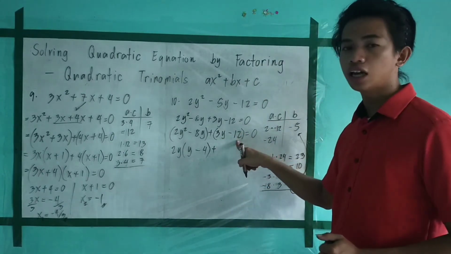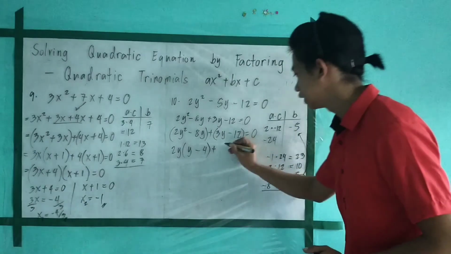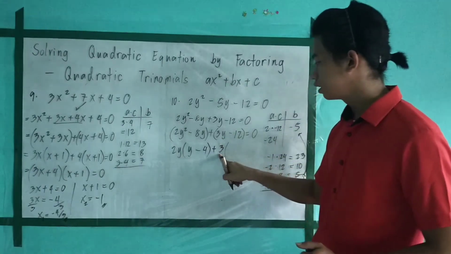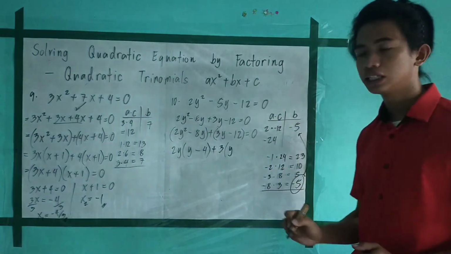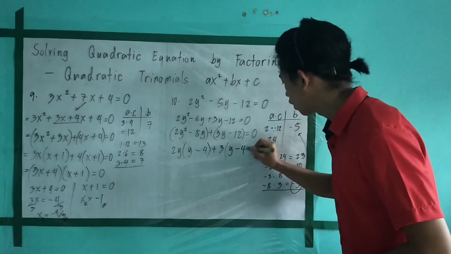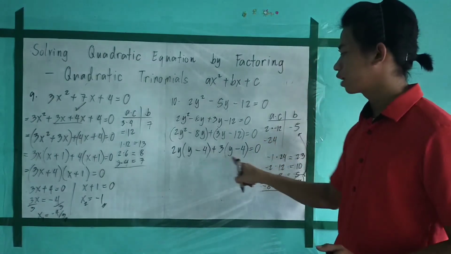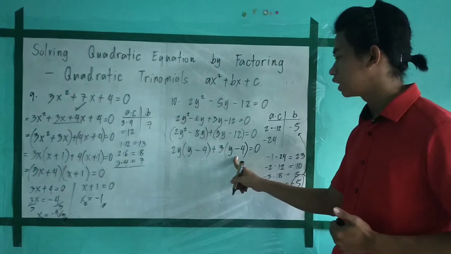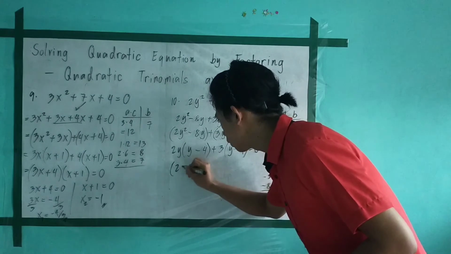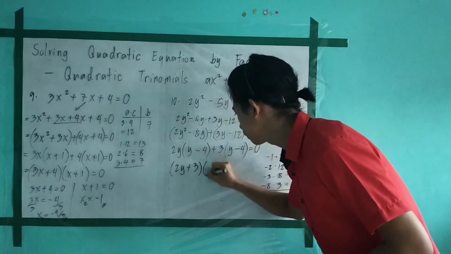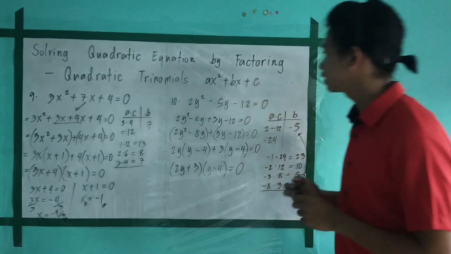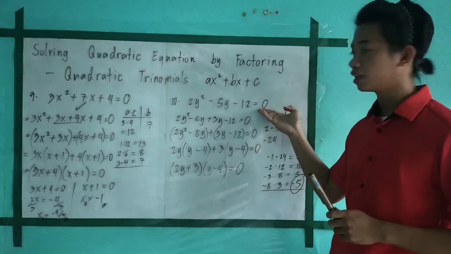Plus, dito naman ang GCF, we have 3. Therefore, 3 multiply to 3y divided by 3, we have y. Less 12 divided by 3, we have 4. Close parenthesis equal to 0. So, pareho na naman ito. So, pagsamahin lang natin. Then, 2y plus 3. So, we have 2y plus 3 multiply to y less 4. So, ayun yung magiging factors ng ating quadratic trinomial.